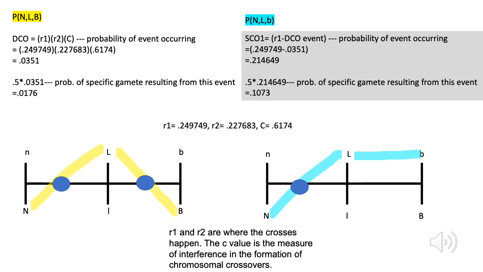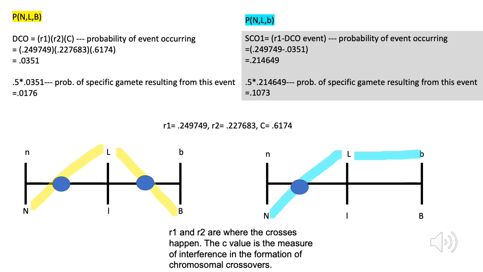When you do that, you get 0.0351, and then you want to multiply that by 1/2 to get the probability of a certain gamete resulting from this event. You multiply by 1/2 because the gamete can only have 1 of 2 alleles of a given locus.